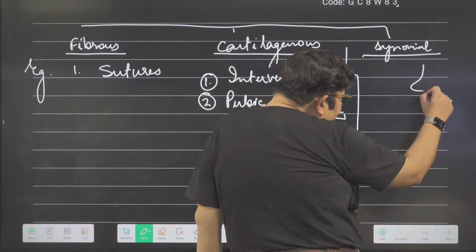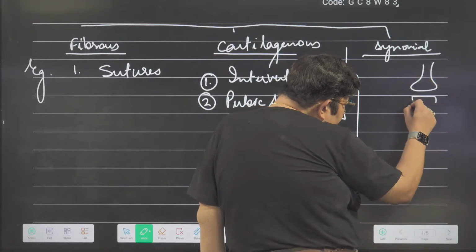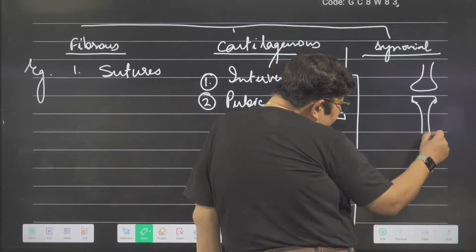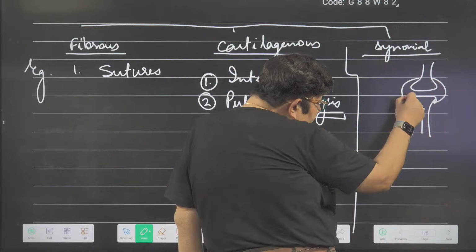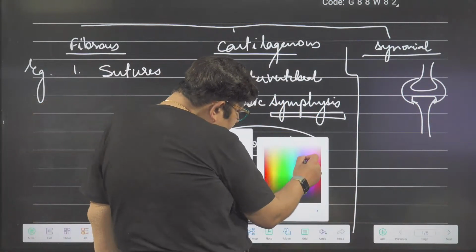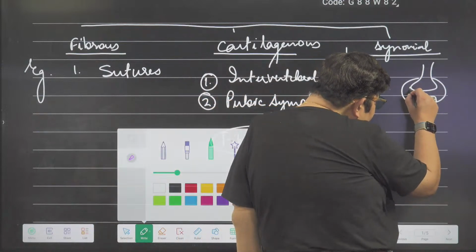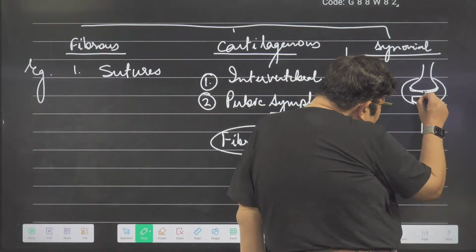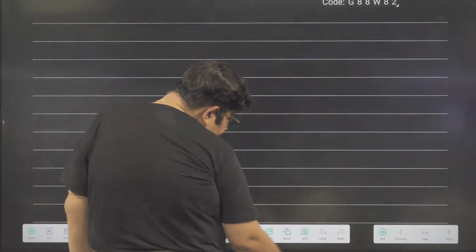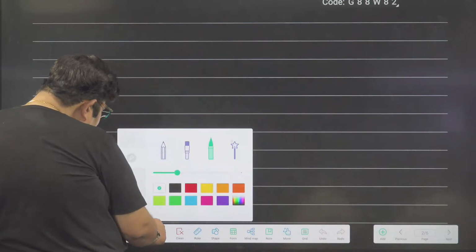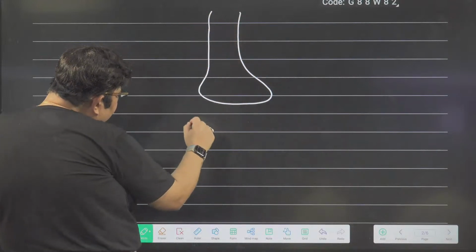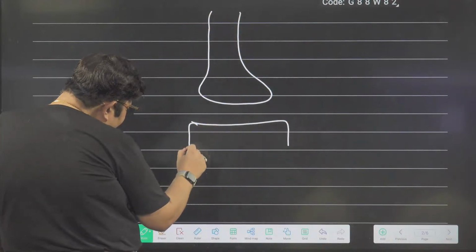Okay, beta, synovial joint. All the synovial joints are characterized by a synovial membrane. There is a separate joint capsule. All the synovial joints have a common structure, a joint capsule. Never forget one very crucial point: at the end of the long bones, there is a cartilage called articular cartilage. Which cartilage? Articular cartilage.